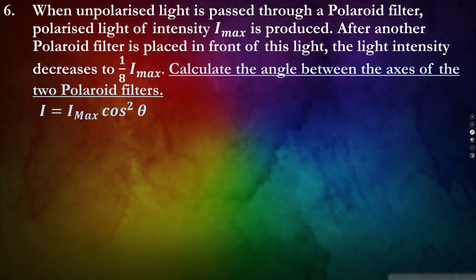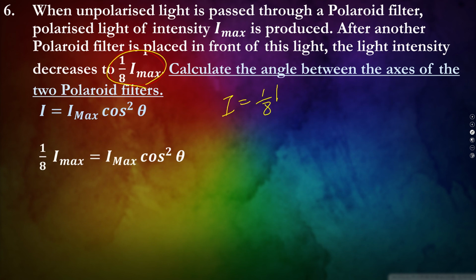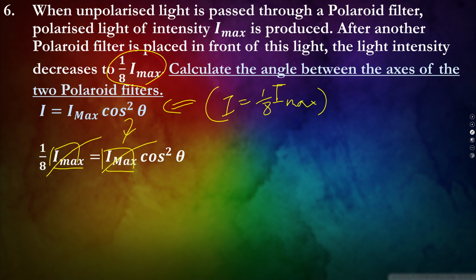Okay, so we know that the intensity of light is 1/8 of the maximum. We want to find the angle. So let's substitute that in, shall we? We're going to say that I is equal to 1/8 of I max, and we're going to substitute that into the equation here. That's what we get at the bottom here. As you can see, I max and I max would be the same thing, so they cancel each other out. And we get the following here: cos squared theta equals 1/8.